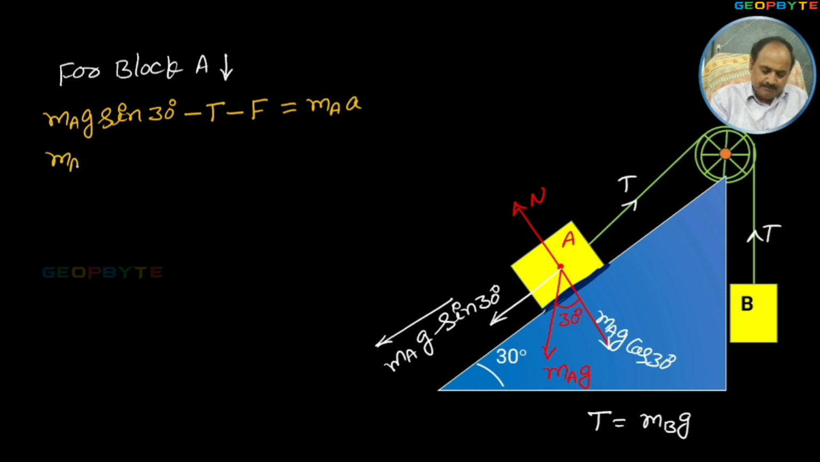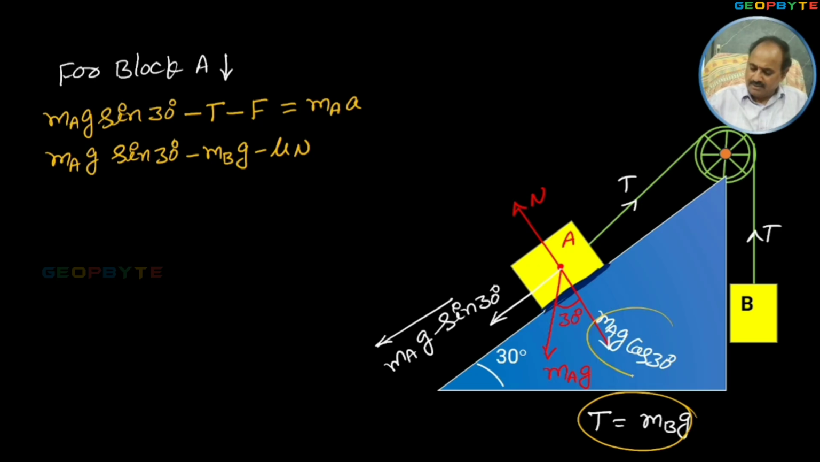Here, MA g sin 30 degrees minus T. Right? In the place of T, I can write MB g, minus frictional force, which equals mu into N. But N must be equal to MA g cos 30. It is equal to mass of A times the acceleration. Since it is traveling with constant velocity, acceleration is 0.